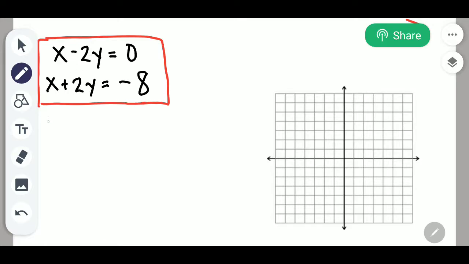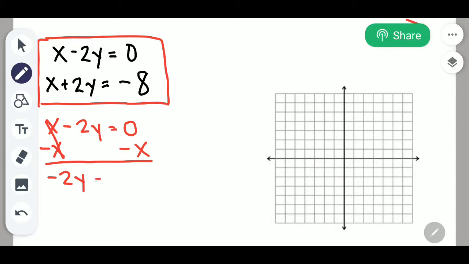So if we take the first equation, x minus 2y equals 0, and solve for y, remember the first thing you do is get y by itself, undo everything around it. So we're going to subtract the x over first. You should all be familiar with this. So we get negative 2y equals negative x. And our last step to get y by itself is divide by negative 2. So y equals negative over negative is a positive 1/2 x. So there's our first one.